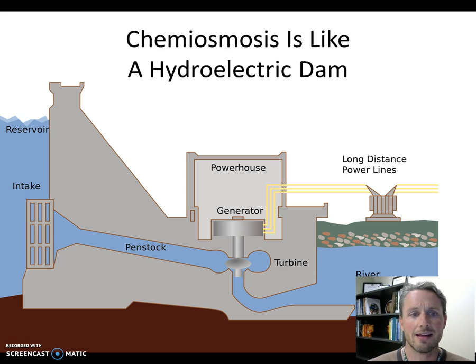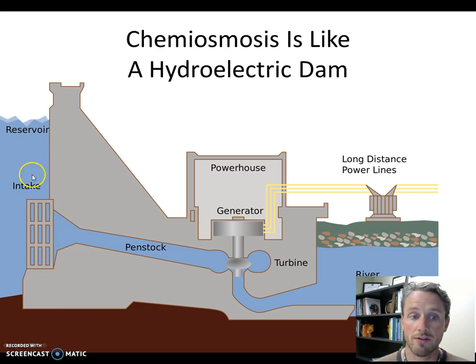So I think of chemiosmosis sort of like a hydroelectric dam. In a hydroelectric dam, we build a dam in a river. All this water builds up behind the dam, and then we let the water flow through a pipe downhill. It'll turn a generator, and that generator will make electricity that we can use at our homes. So again, this is sort of like the chemiosmosis step. Instead of a dam, we've got the inner mitochondrial membrane.